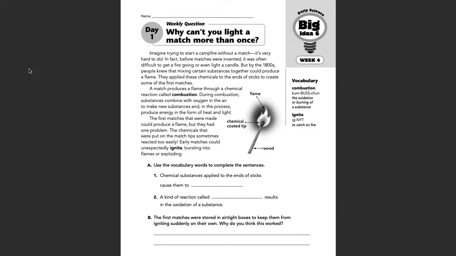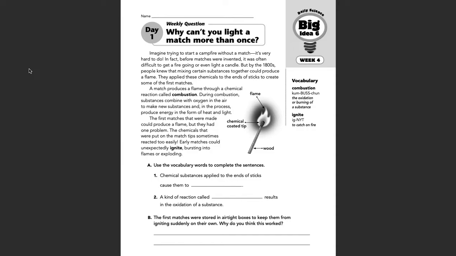Imagine trying to start a campfire without a match. It's very hard to do. In fact, before matches were invented, it was often difficult to get a fire going or even light a candle. But by the 1800s, people knew that mixing certain substances together could produce a flame. They applied these chemicals to the ends of sticks to create some of the first matches.